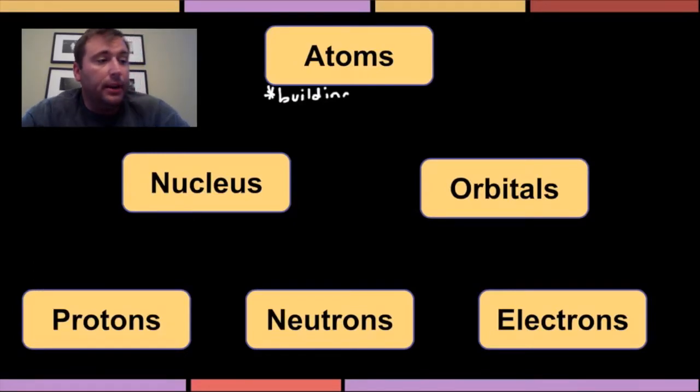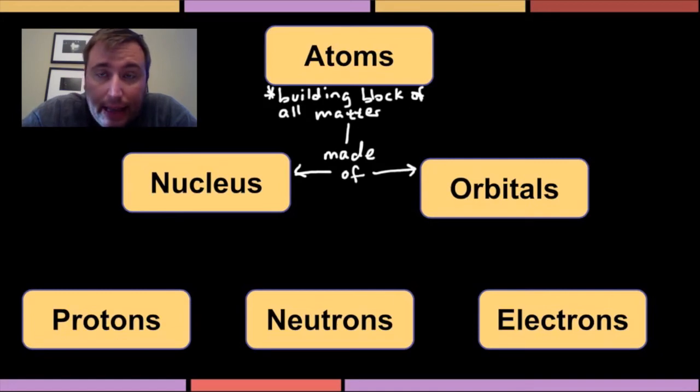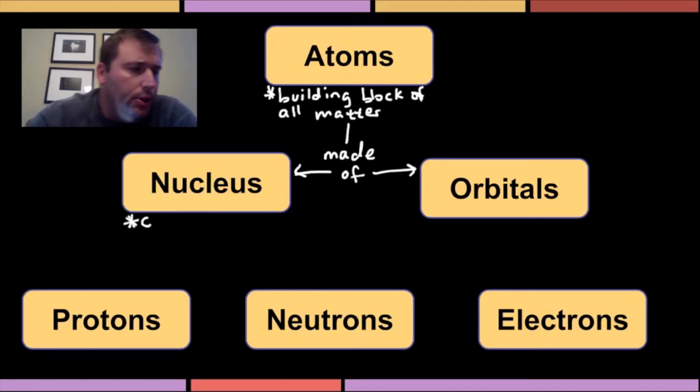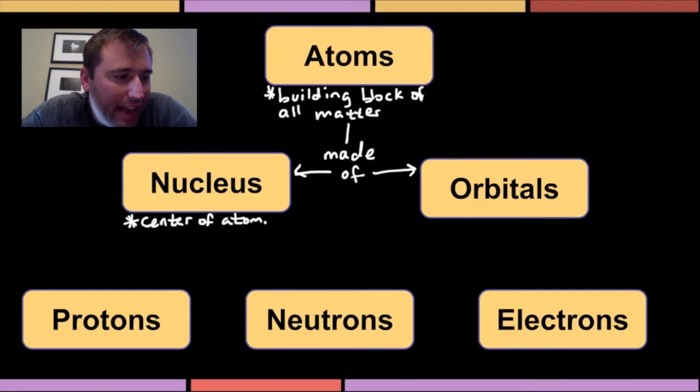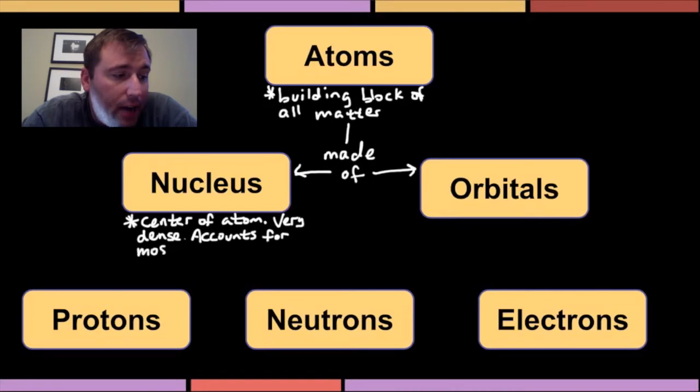All right, so we're going to make some concept map notes, and I'd like you guys to start off by writing down atoms. The word atoms, these are the building blocks of all matter. And atoms are made of a nucleus and one or more orbitals. Now, what's the nucleus? The nucleus is the center of the atom. The nucleus is very dense, and the nucleus accounts for most of the atom's mass.